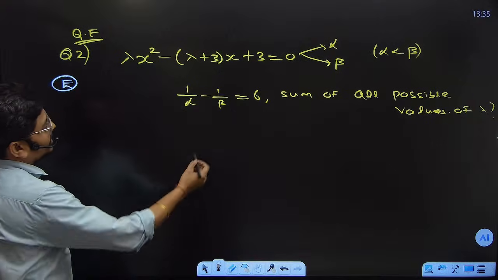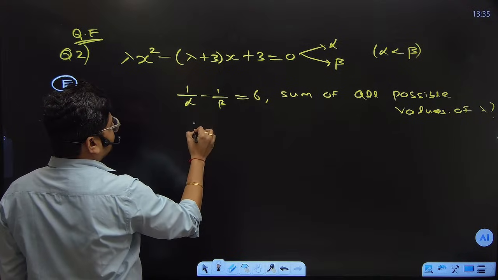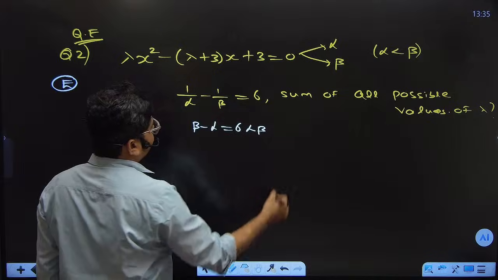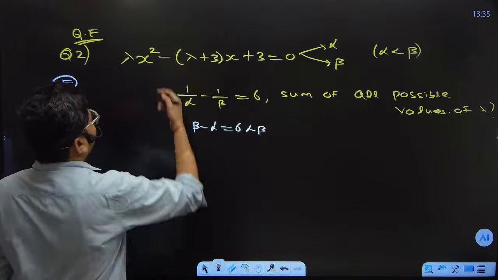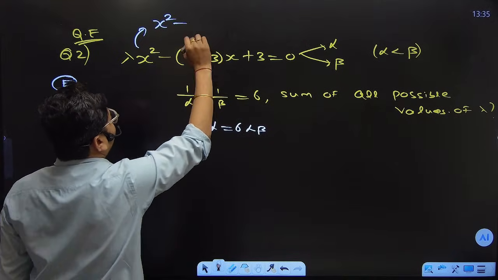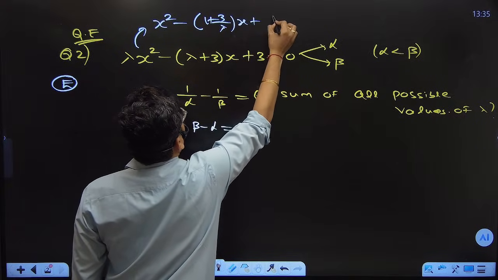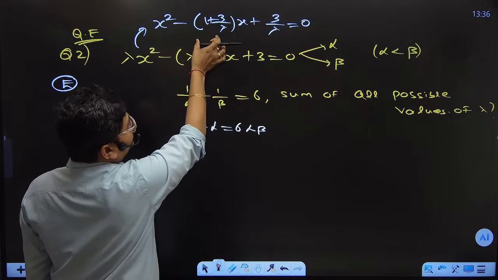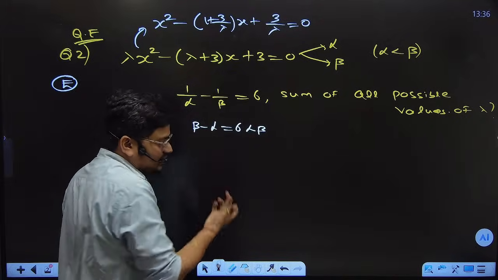Right. So what can I do here now? One way is, I can write it as beta minus alpha, the difference between the roots, is 6 alpha beta. And if you observe this equation carefully, I can write it, if I divide it with lambda, I get x square minus of 1 plus 3 by lambda into x plus 3 by lambda is equal to 0. So there's a pattern here also. You can very clearly say the sum of roots is 1 plus 3 by lambda, the product of roots is 3 by lambda, right? So you need not calculate the difference between the roots also.